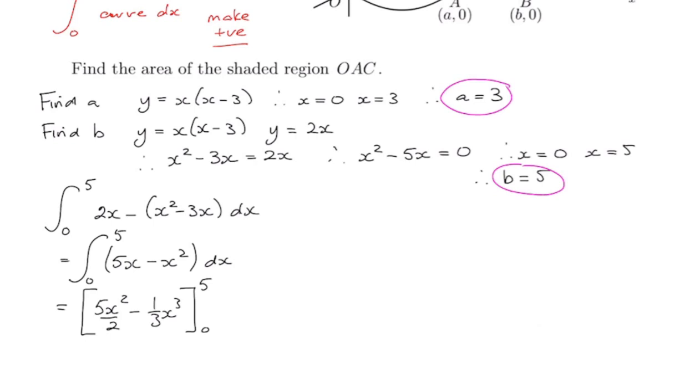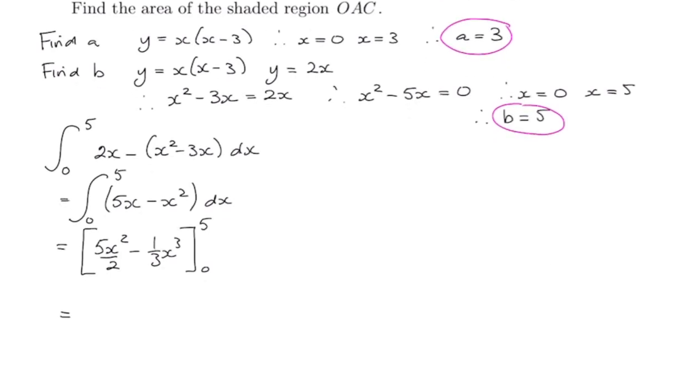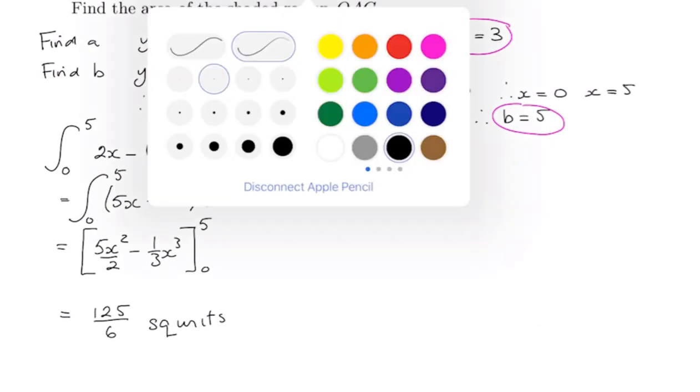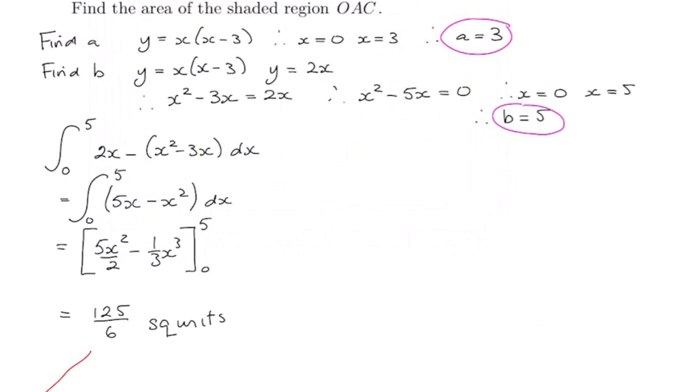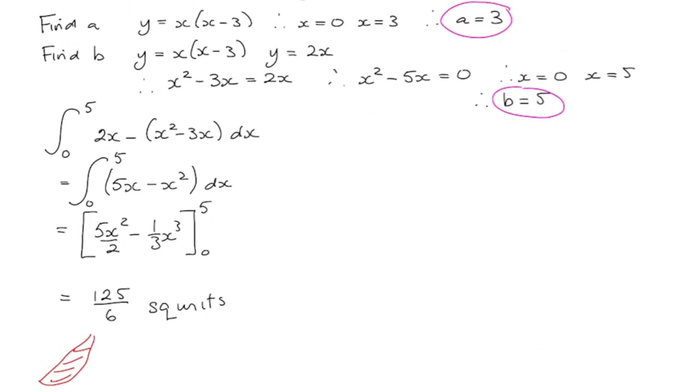And if we do what we've been doing, I'm going to miss out this step, but that will give us an area of 125 over 6 square units. And that is, I'll draw it for you, the bit that looks like that. That's that bit. There it is, just that little bit there. We then need to find the bit that's underneath. So that's part 2.